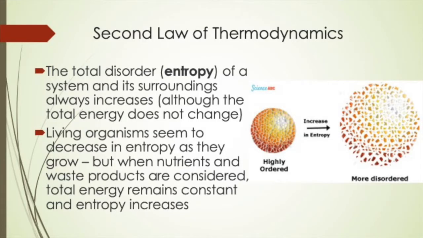So the second law of thermodynamics: the total disorder, meaning some type of chaos, that's entropy. All right, so the total entropy of a system and its surroundings, so if you have the system that includes the surroundings, it always increases, although the total energy does not change.